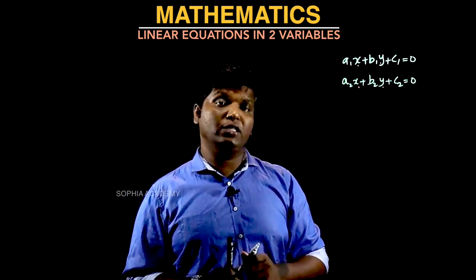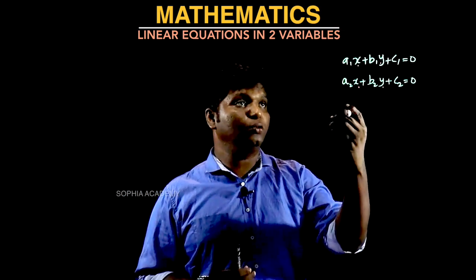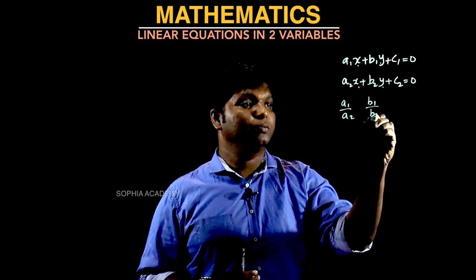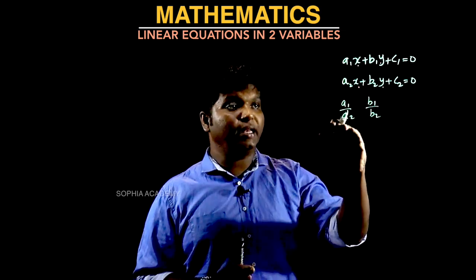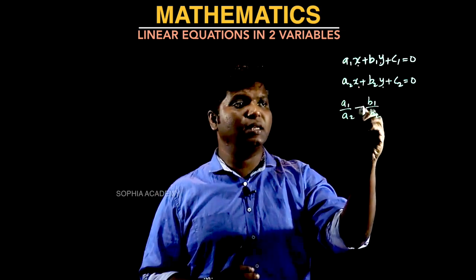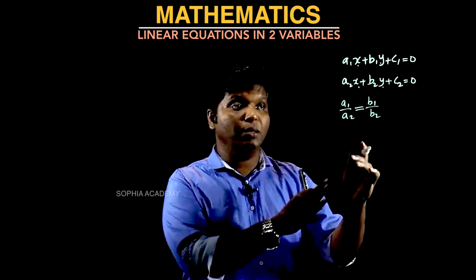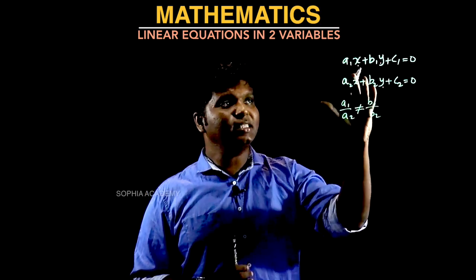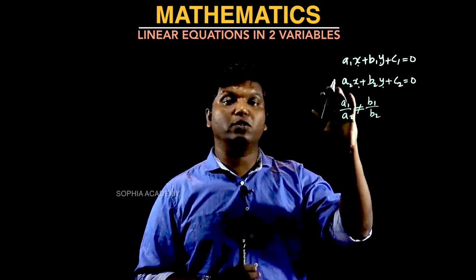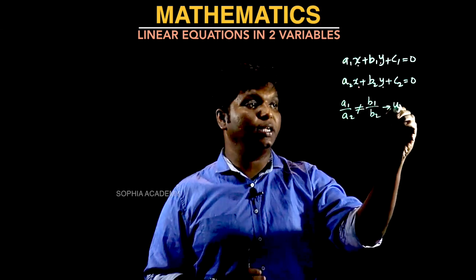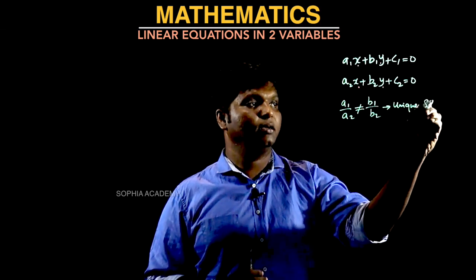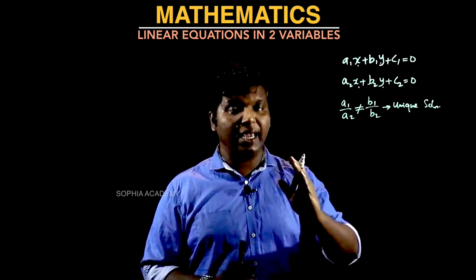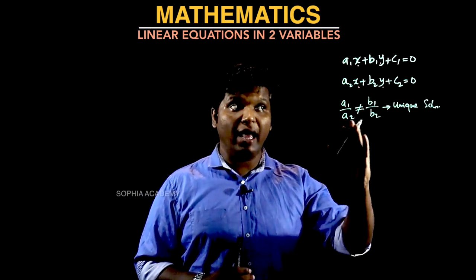One, if you are taking the ratio a1 by a2 and b1 by b2, and you find when you are finding the ratio a1 by a2 and b1 by b2 that both of them are not equal, they are unequal, then at that time we will say this system of equations is going to have a unique solution. Unique solution means it will be only one particular solution, that means something x and something y. So it will have a unique solution.